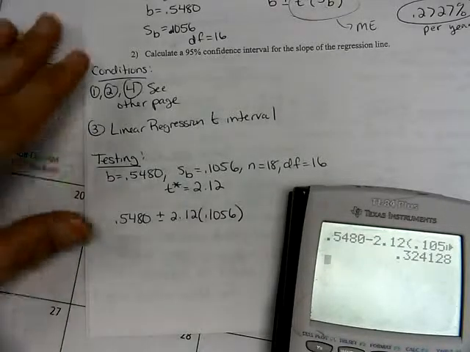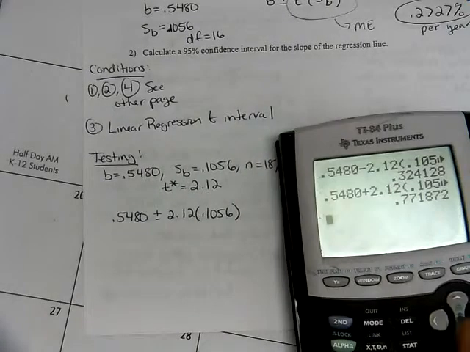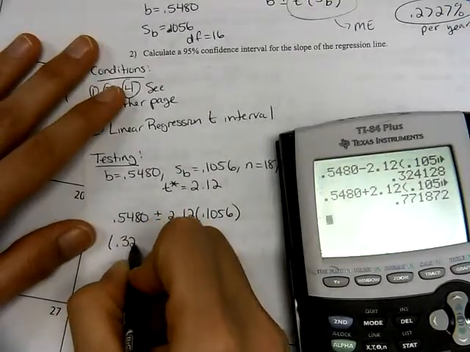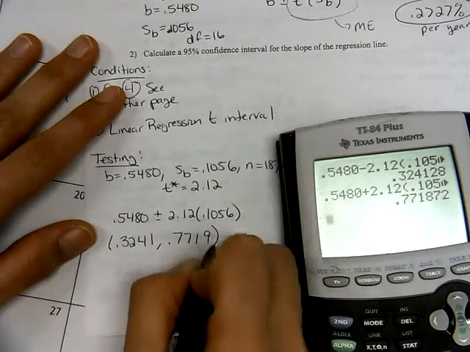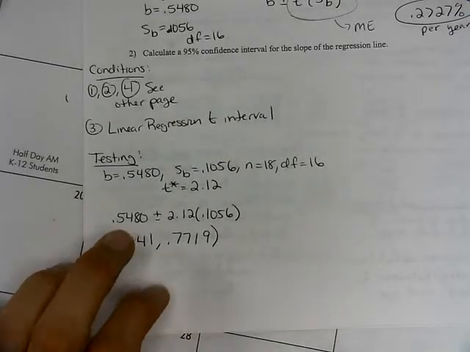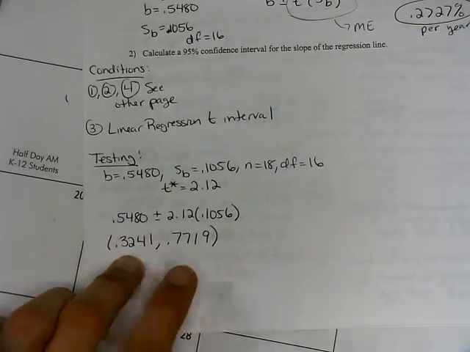So there are my two endpoints. I just do the plus, then do the minus. So 0.3241, 0.7719. And then we just have to interpret this. Now, just like we did in chapter 11, we got to talk about what happens when both endpoints are positive, both endpoints are negative.